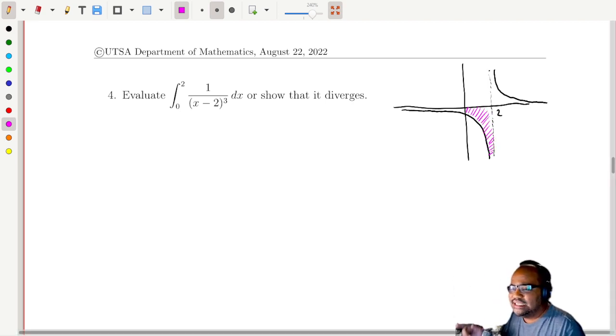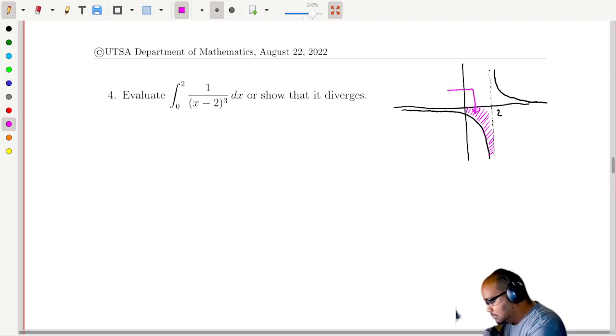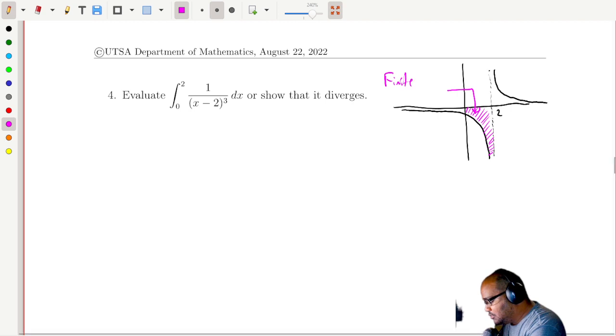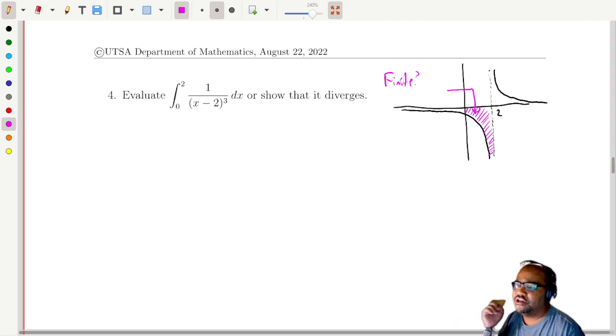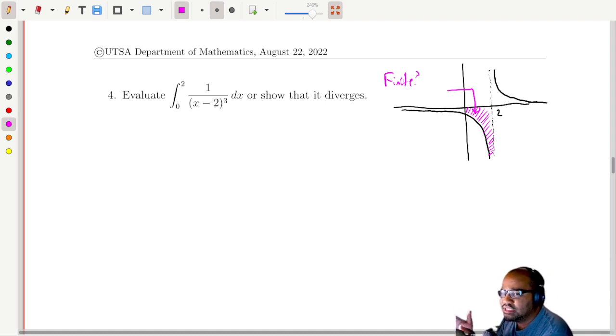The question is, is that pink area finite or not? That's what we're trying to answer. Of course, you can look at this and see that it is a type 2 integral by graphing it, and we notice that at x equals 2, there's a problem. We have the asymptote. If I plug in x equals 2 to the function, I get a 0 in the denominator, and as we all know, if we try to divide by 0, the universe explodes.